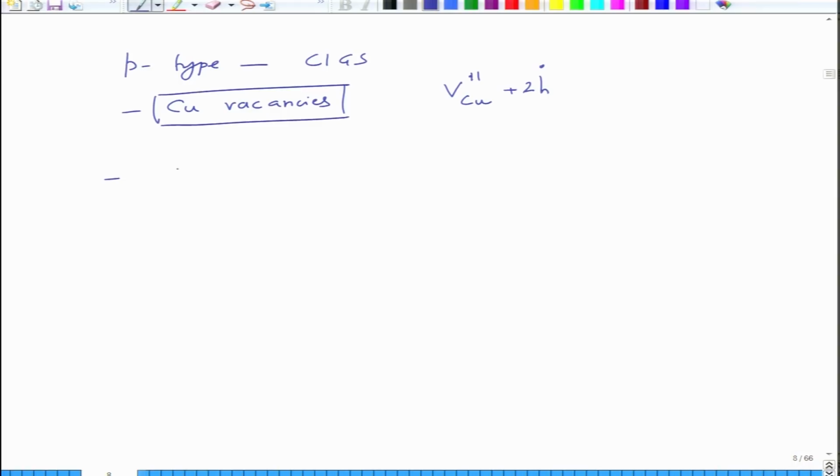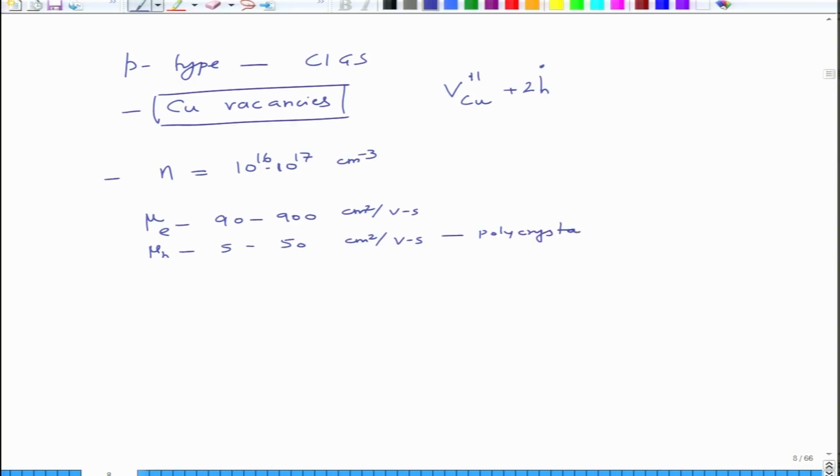It is generally easy to make p-type CIS than n-type CIS. The carrier density in this system is about 10 to the power 16 to 10 to the power 17 per centimeter cube. Electron mobility is about 90 to 900 centimeter square per volt second, whereas hole mobility is about 5 to 50 centimeter square per volt second. This is in polycrystal. In single crystal, these values would be from 5 to 200.